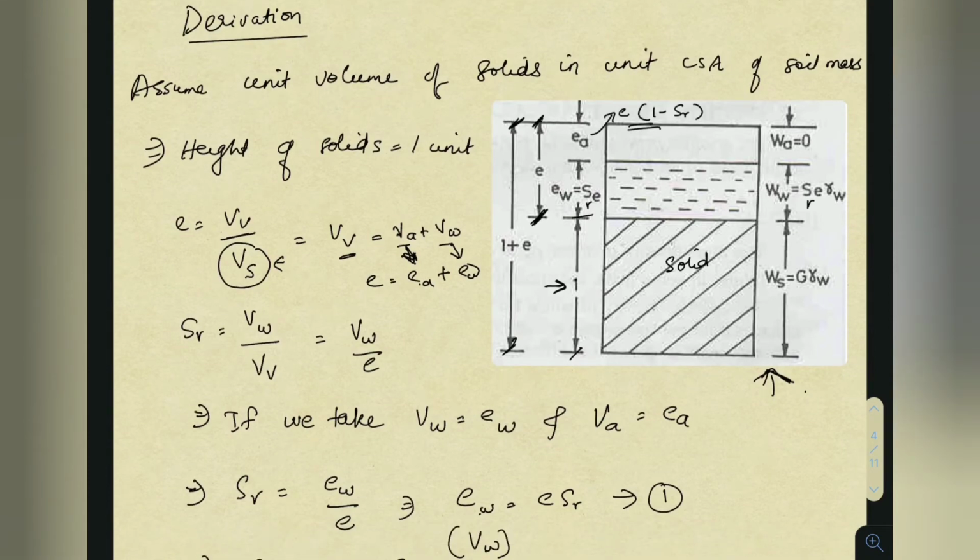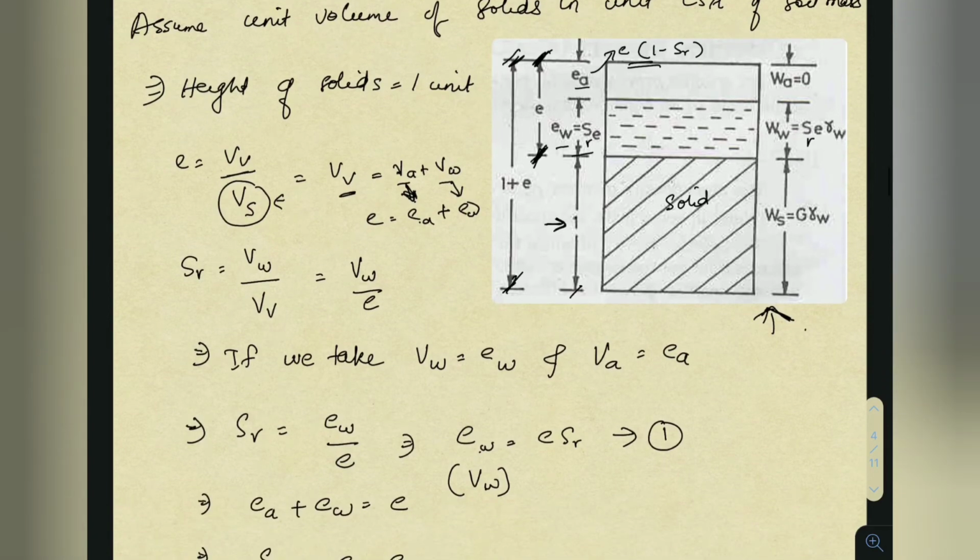So we'll have e as this value. See the picture, e as this value and 1 plus e as the total volume. So here e we split as ea and ew. So we have to now get a value for ea and ew in terms of Sr.